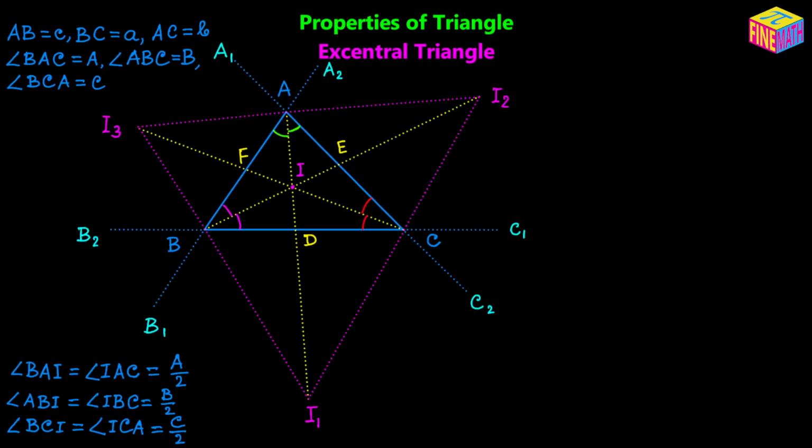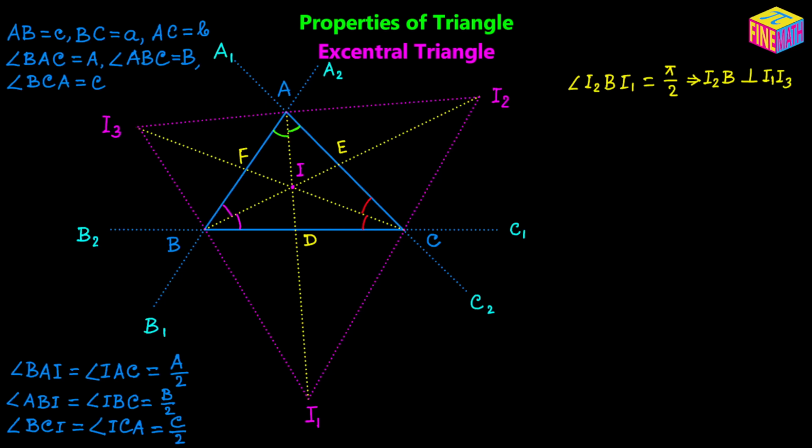Let's assume that the side length of the original triangle AB is equal to C units and BC is equal to A units and AC is equal to B units, and similarly angle BAC is denoted by uppercase A radian, angle ABC is denoted by uppercase B, and angle BCA is denoted by uppercase C radian. And also down below I have noted that angle BAI is equal to angle IAC, which is equal to half of A. Similarly, angle ABI is equal to angle IBC, which is equal to half of B, and also angle BCI is equal to angle ICA, which is equal to half of C. I hope things are clear up to this point.